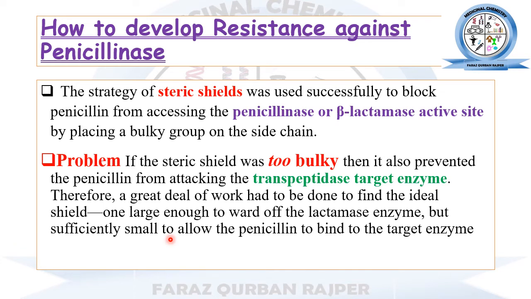So we have commercially available penicillins that are beta-lactamase resistant. Now let's check out their structural features and which functional groups are present in their acyl amino side chain.